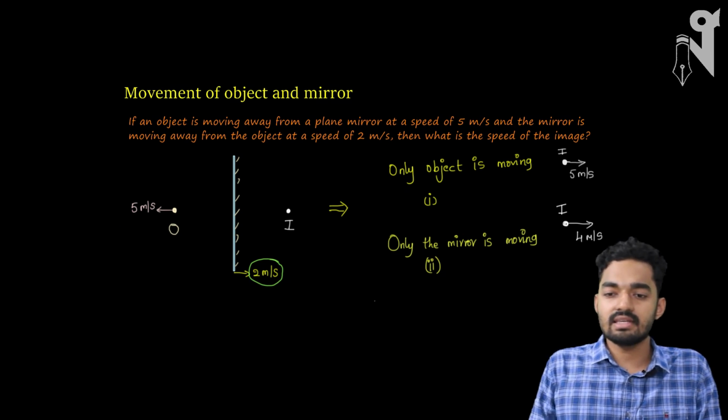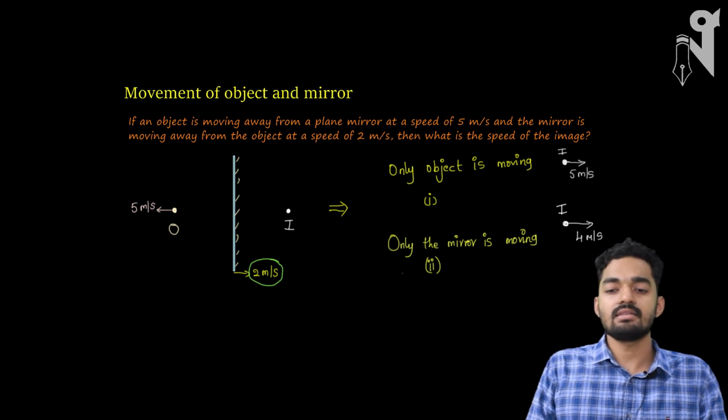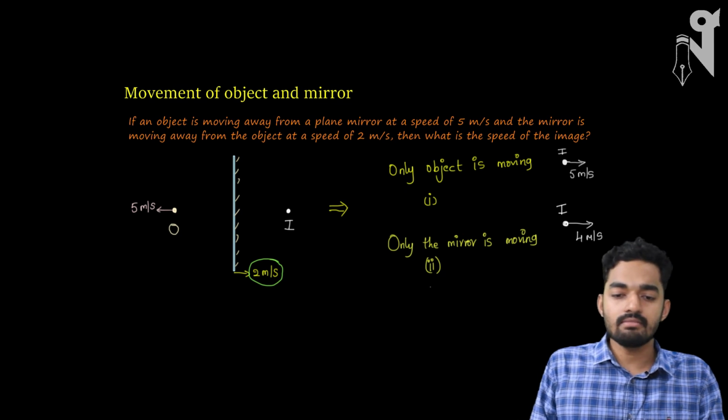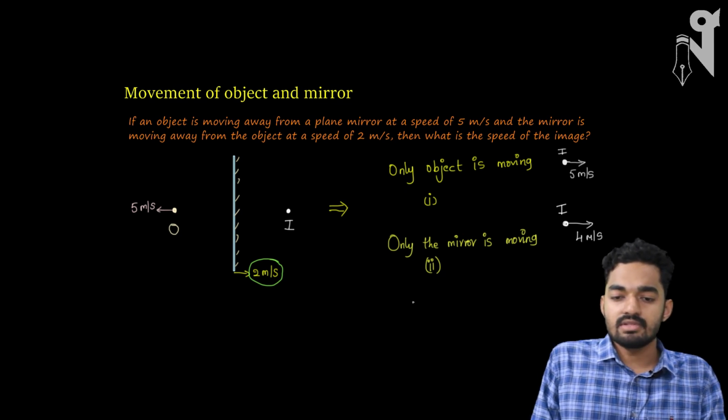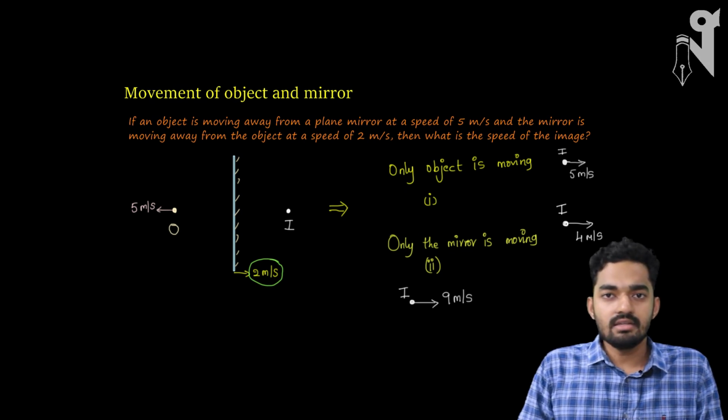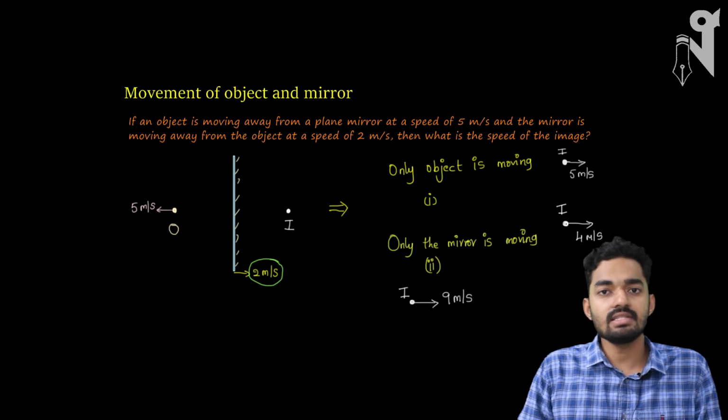So in the first part it says that the image is moving towards right at 5 meters per second. The second part says that the image is moving towards right with 4 meters per second. So if I combine both of them, I will see that the image is moving towards right at a speed of 5 plus 4, which is 9 meters per second. So that is the overall speed of the image, 9 meters per second towards right.